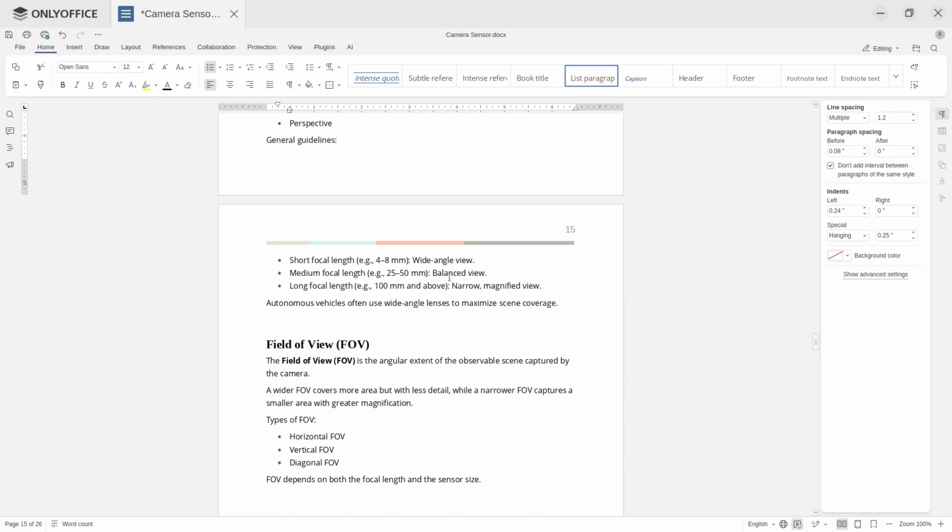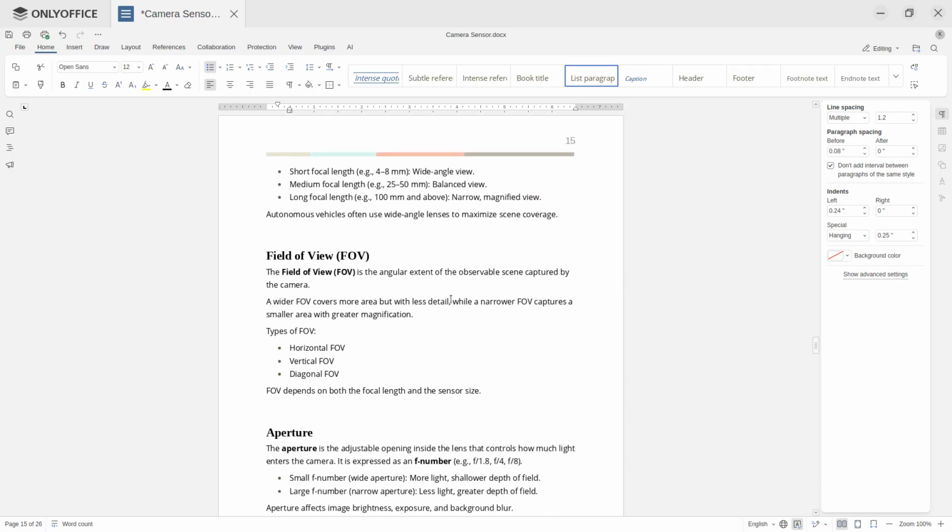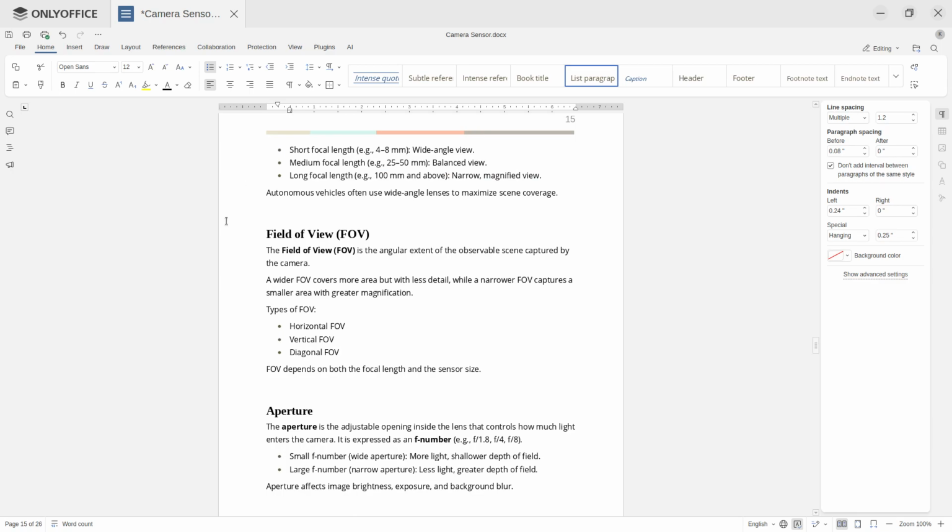Autonomous vehicles often use wide angle lenses to maximize scene coverage. Right. What about field of view? Field of view is the angular extent of the observable scene captured by the camera.